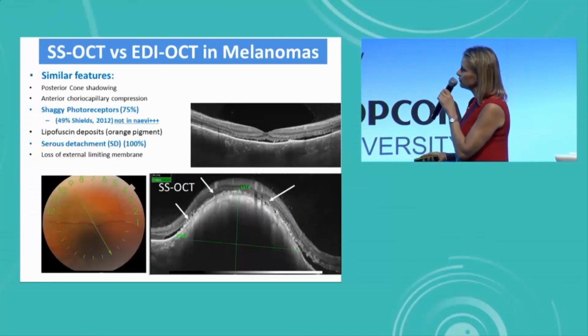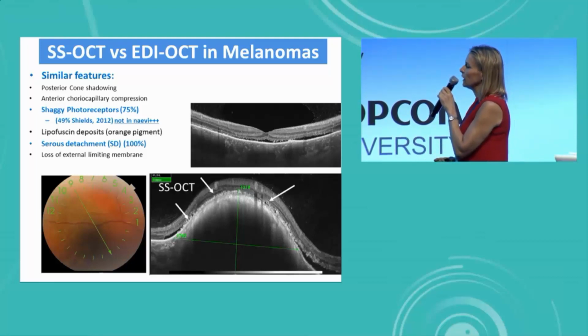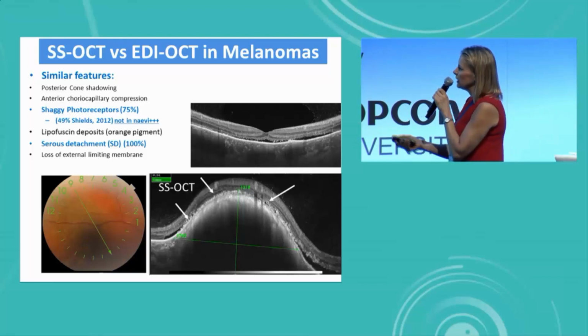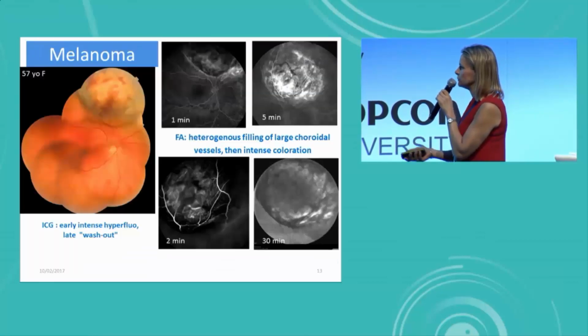For melanomas, both OCT display similar features of posterior cone shadowing, anterior choriocapillary compression, and the presence of shaggy photoreceptors, which is the main characteristic sign of melanomas compared to nevi according to Shields, and was found in 3 out of 4 cases. Lipofuscin deposits can be seen here also, associated with a serous detachment in all 4 cases.